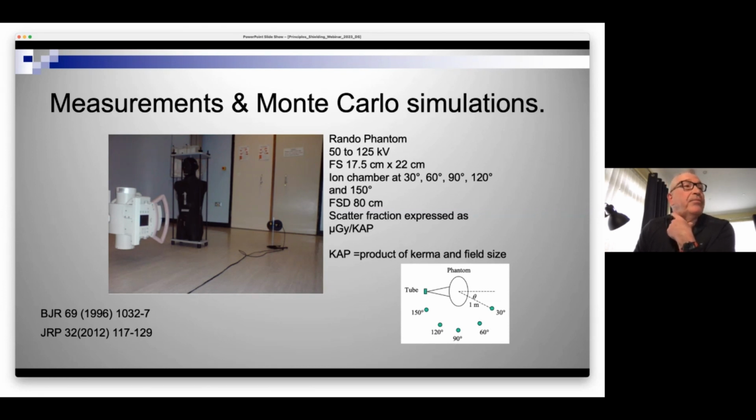Rando phantom, which I think many people will be familiar with. We did this at energies between 50 and 125 kV. Ion chamber at 30 to 150 degrees, where 150 is going back towards the tube, 30 is going forwards. And we measured the scattered fraction expressed as microgray per KAP. And for those who don't know, KAP is kerma area product and is the product of the kerma and field size and is independent of distance from the X-ray set.